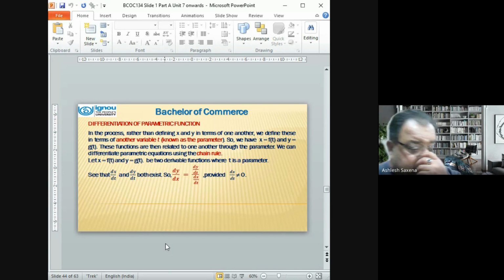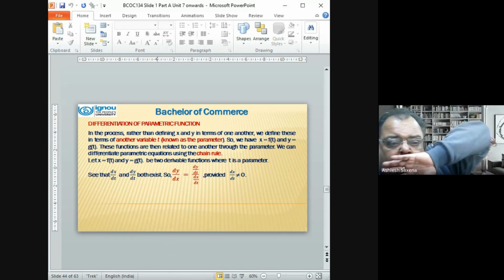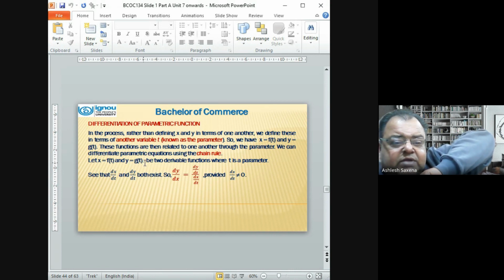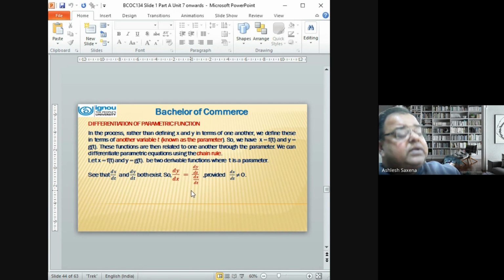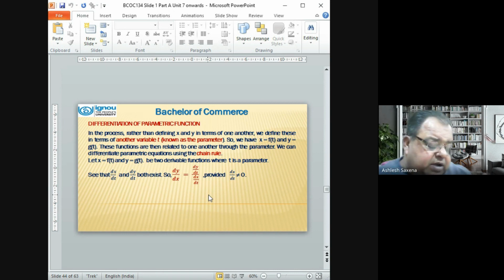Now you can see what is happening. Here x is equal to f of t and y is equal to g of t, differentiated. This will be dx by dt and this will be dy by dt. But you are supposed to find dy by dx. So first of all, dy by dt upon dx by dt has to be calculated. But you have to remember one thing, dx by dt should not be 0. If dx by dt is 0, then we cannot find out the derivative.